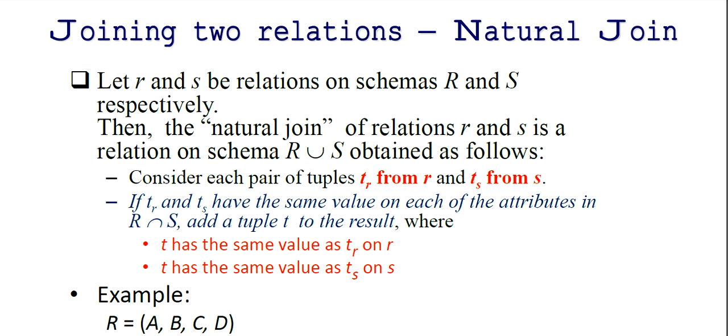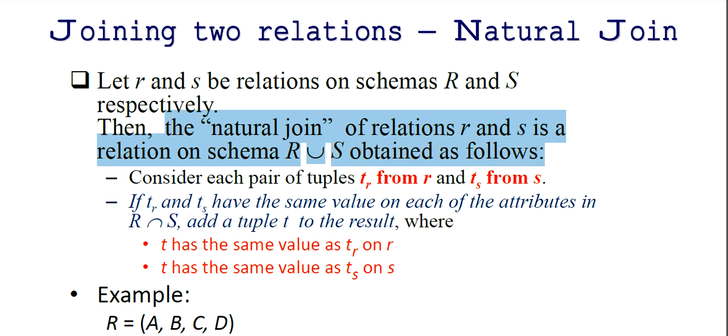What is natural join? Let R and S be the relations on schemas R and capital S respectively. As I have repeated many times, capital notations are used for denoting the schemas of the respective relations. Now, the natural join of relations R and S is a relation on the schema R union S, and it can be obtained as follows.